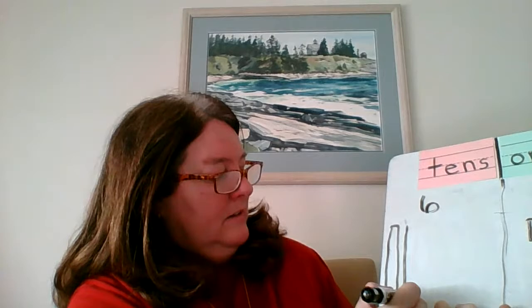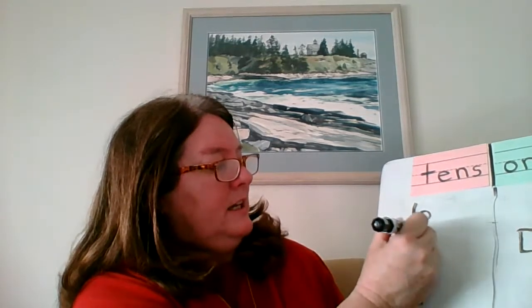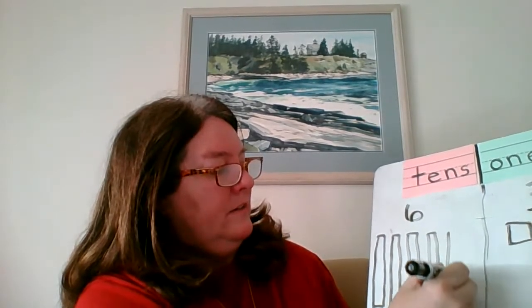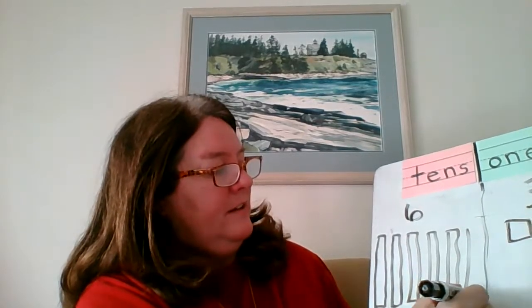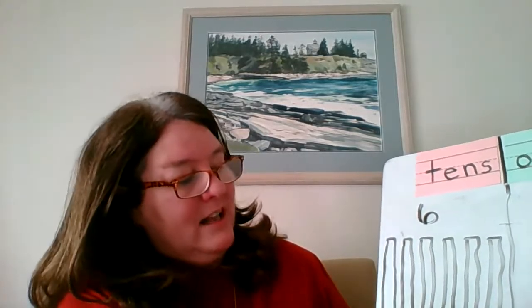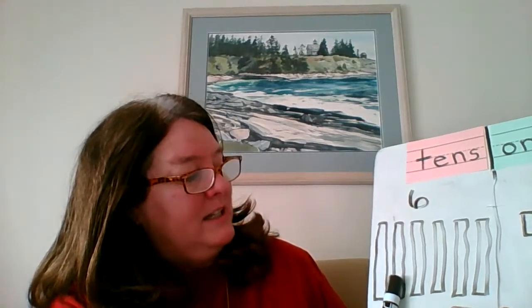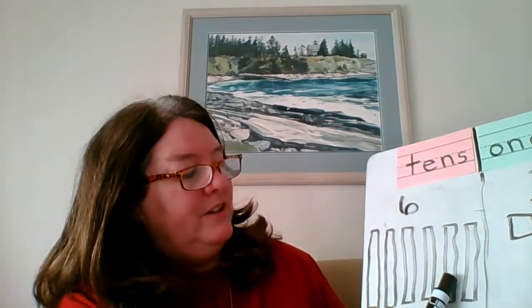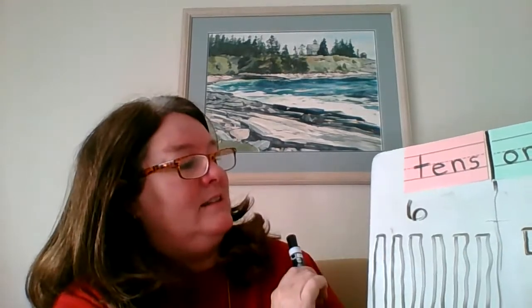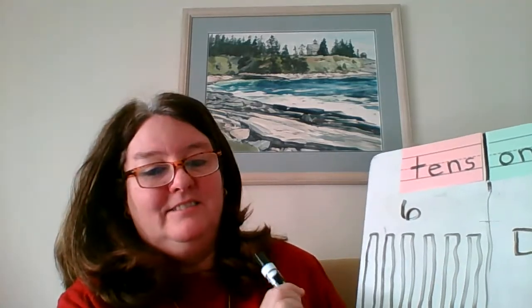1, 2, 3, 4, 5, 6. And this number is not 6, is it? If we count these up, we're going to see what number this is. Let's count them. 10, 20, 30, 40, 50, 60. So this is not a 6, it's 60 because it's in the 10's place. 61, 62, 63. Very good.